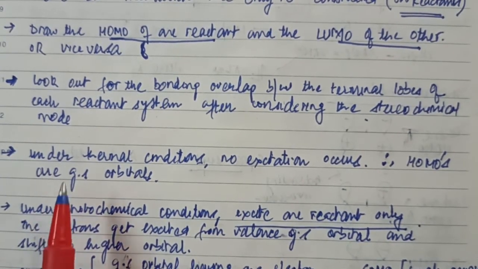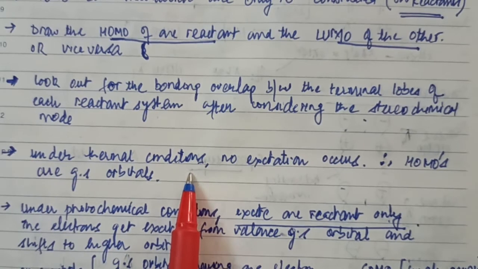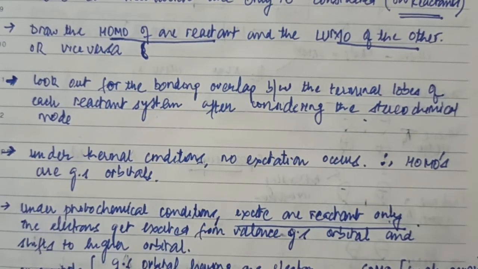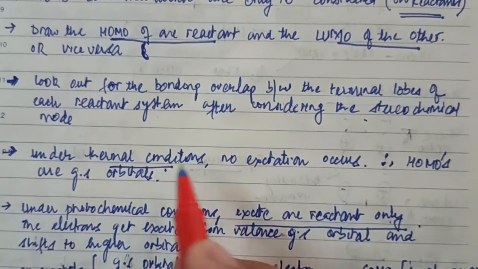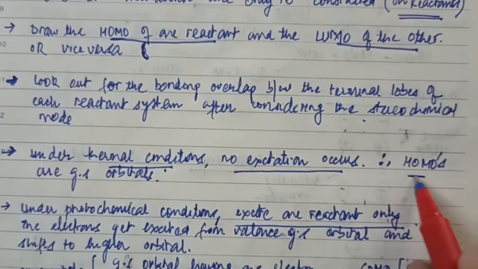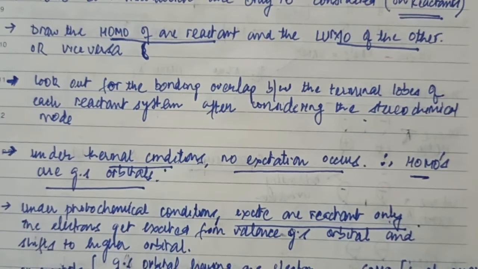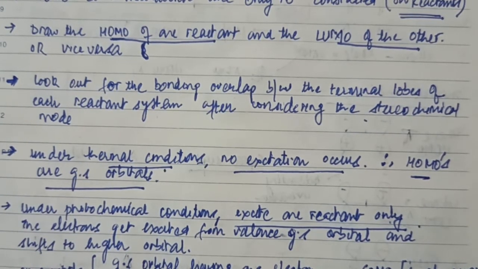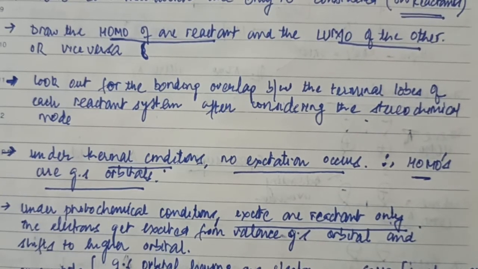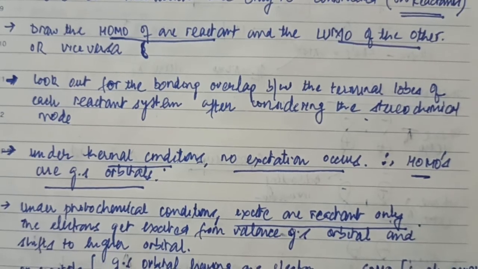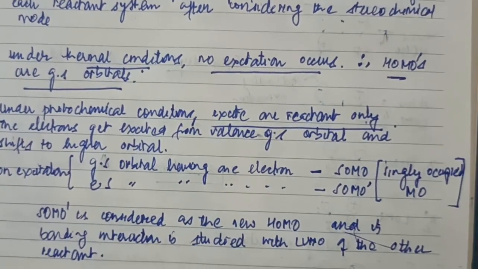Now, the next point is, since we have to check the reaction under two conditions, thermal or photochemical: under thermal conditions, remember, no excitation occurs, therefore HOMOs are ground state orbitals. So we are not exciting the electrons under thermal conditions. That is simple to understand. That means the HOMOs and LUMOs which we are drawing all correspond to the ground state molecular orbitals.